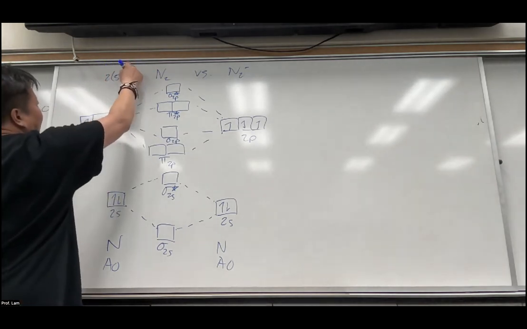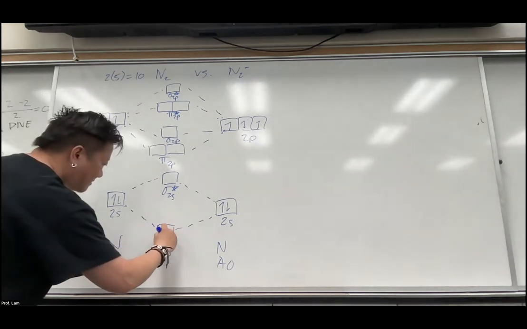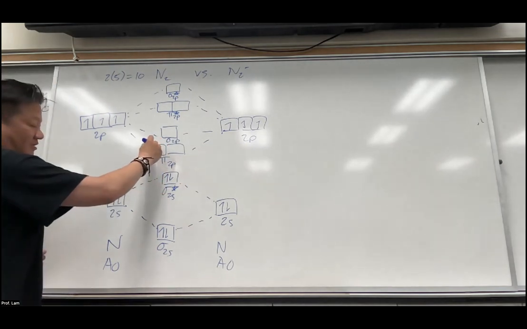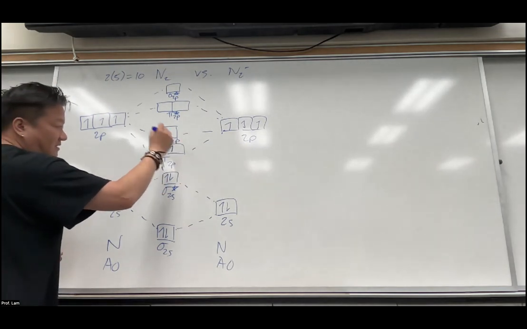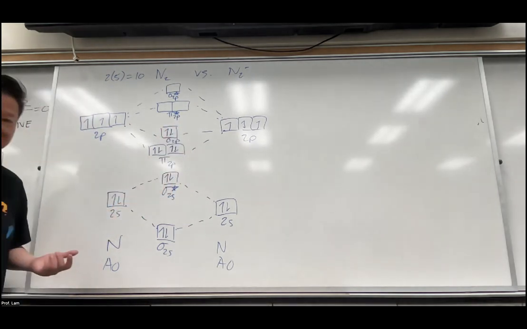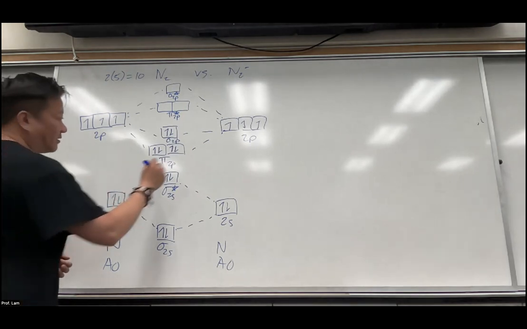And then now you fill in the total number of valence electrons for N2. That's 2 times 5, which is 10. So you go 1, 2, 3, 4. And then here's Hund's rule. Watch this. 5, 6, 7, 8, 9, 10. Like that, right?